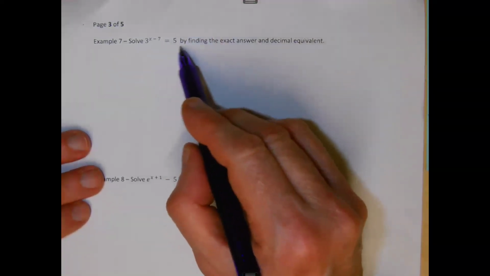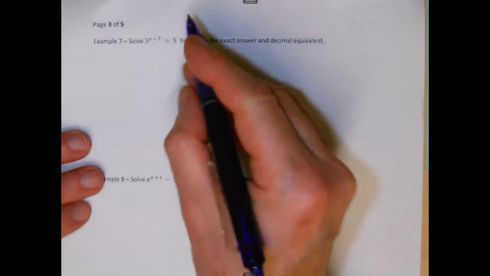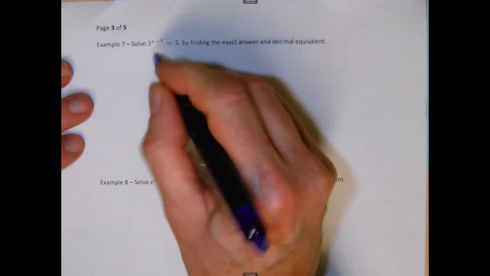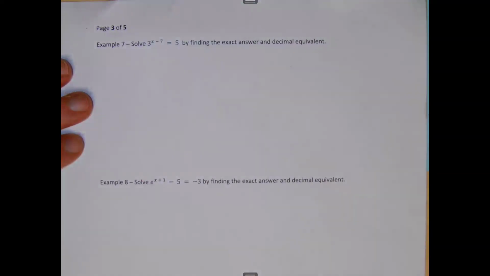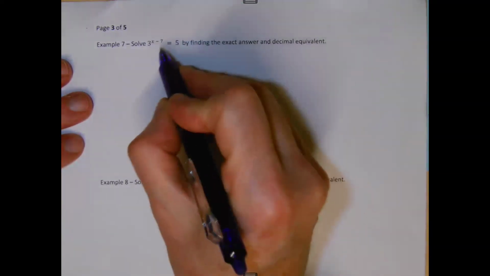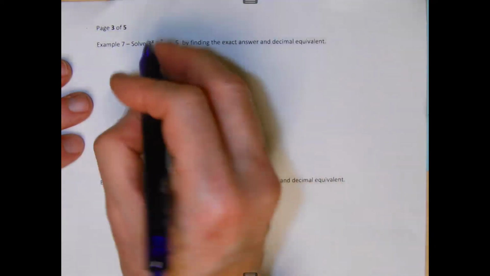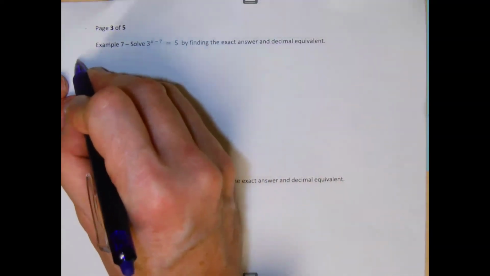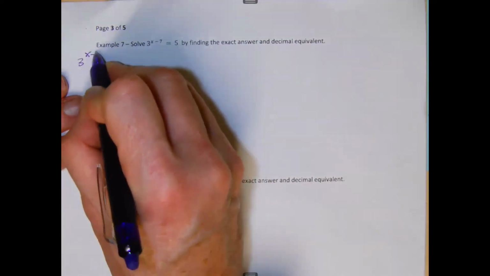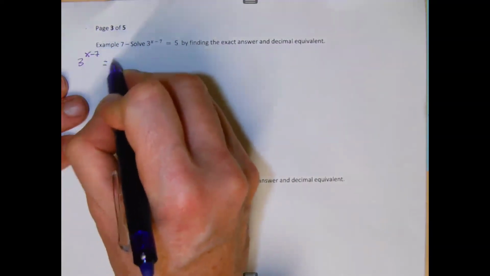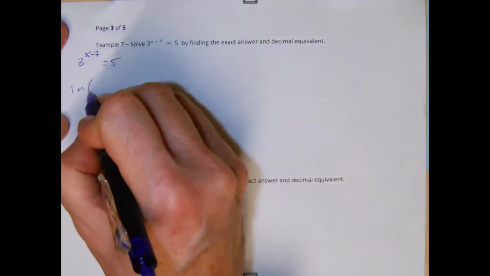Solve this by finding the exact answer and decimal equivalent. So what has changed? Not much. It doesn't seem like it. So let's do this again, but I've added one more little component here. I've added this 7. So I'm going to take my original, write that down first, and then leave it alone and take the natural log of both sides.